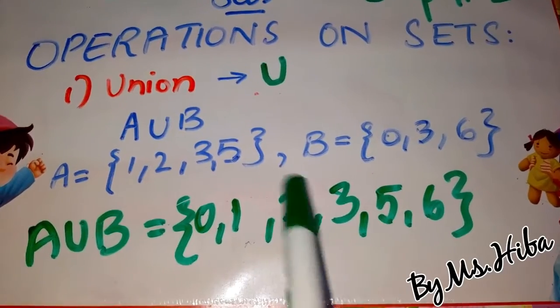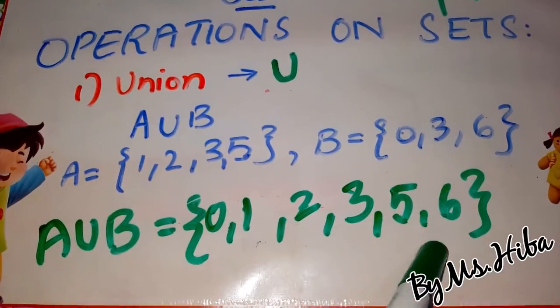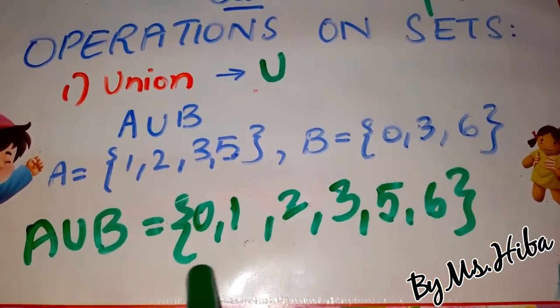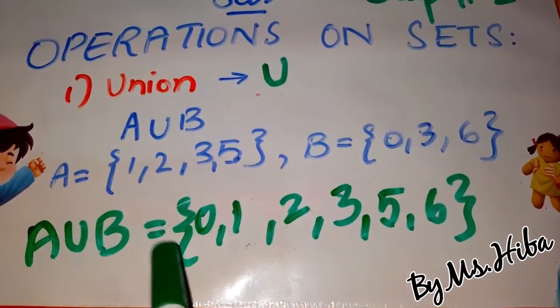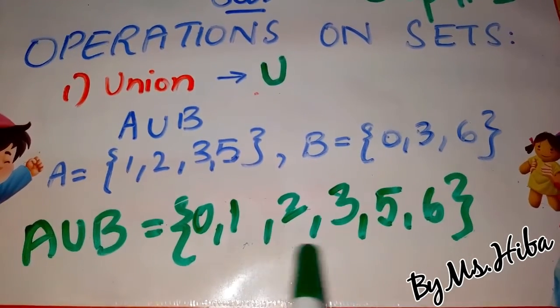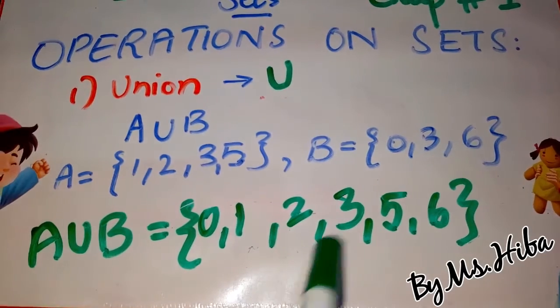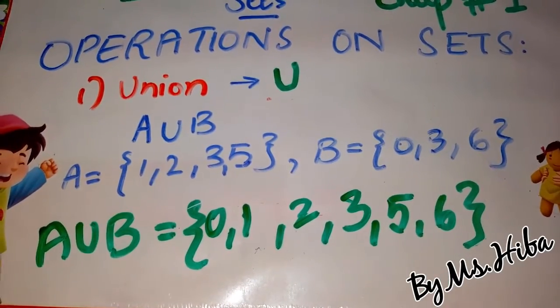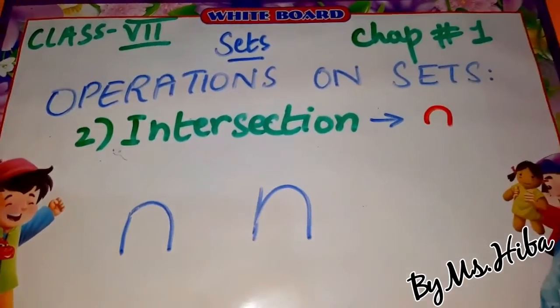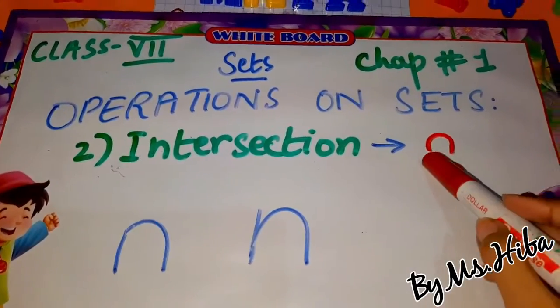Then we have 5 which is in set A and 6 which is in set B. So we have the set A union B which contains all the elements of set A and B without repeating any number. Now number 2, intersection, which we denote by N.